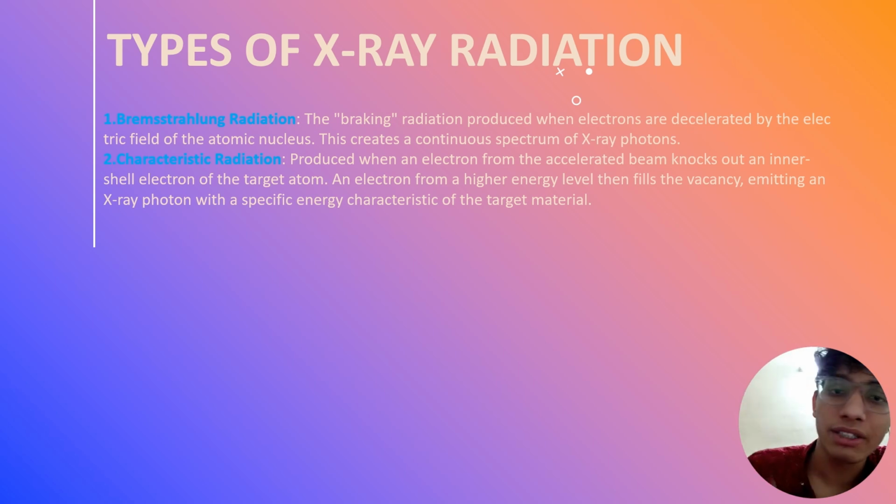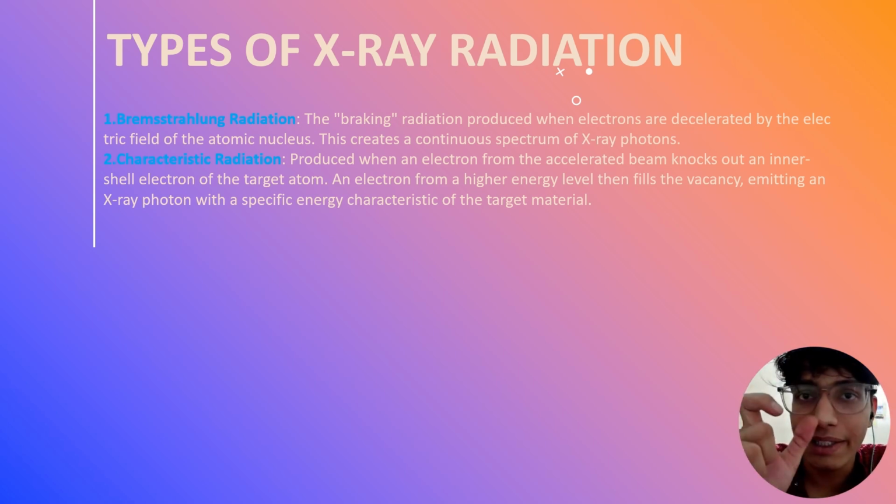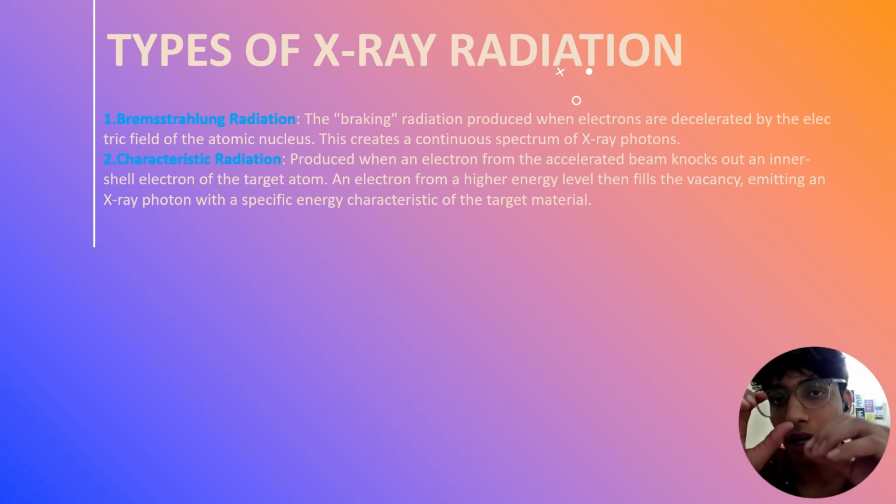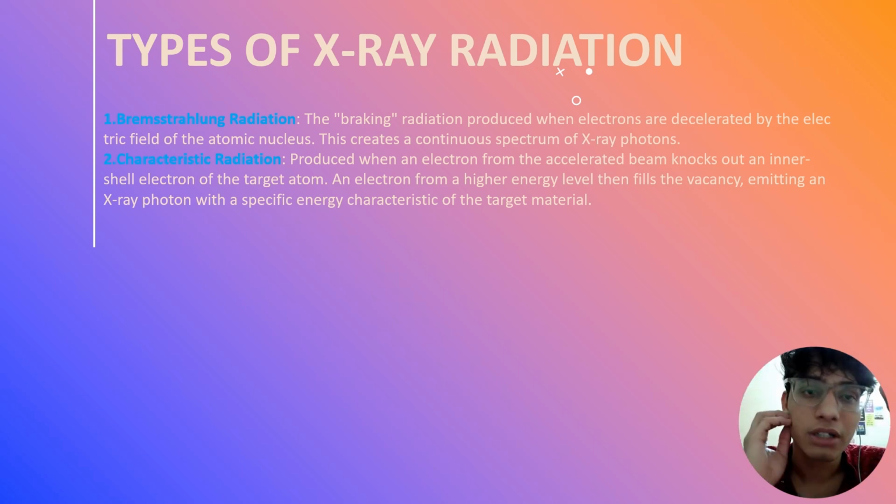In Bremsstrahlung radiation, the high energy electrons generated approach the nucleus of the target atom, and they slow down due to the nuclear electric field, which decelerates them. This deceleration of the electrons generates radiation in the form of Bremsstrahlung radiation. This Bremsstrahlung radiation produces a continuous spectrum of X-rays with various energies.